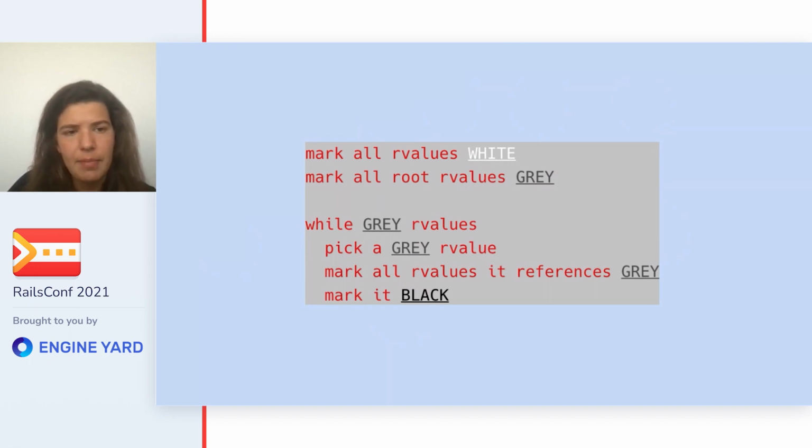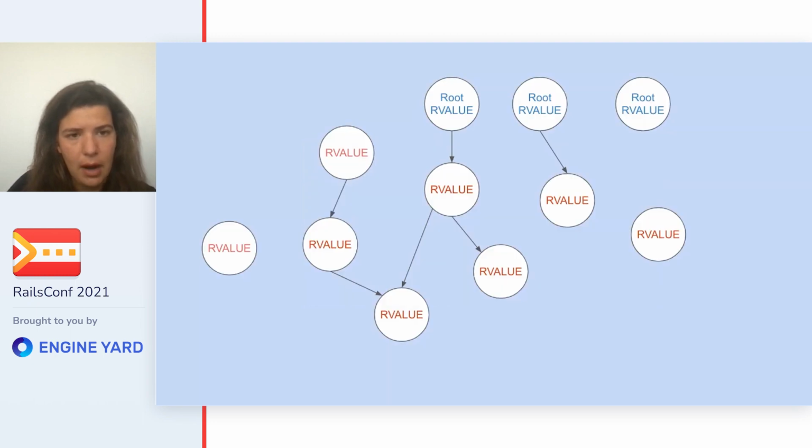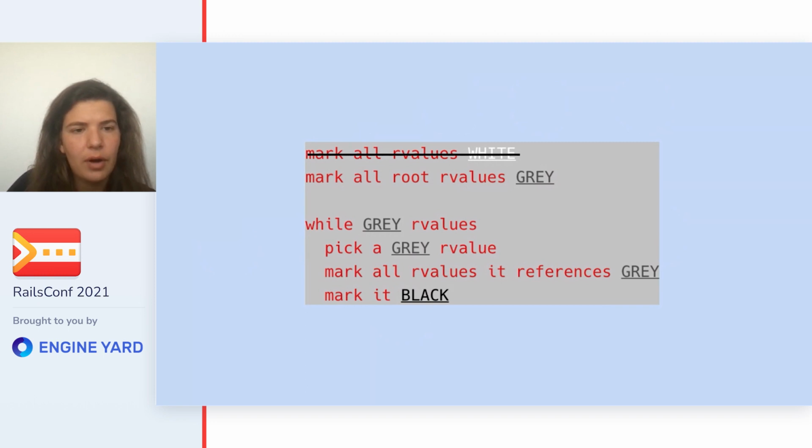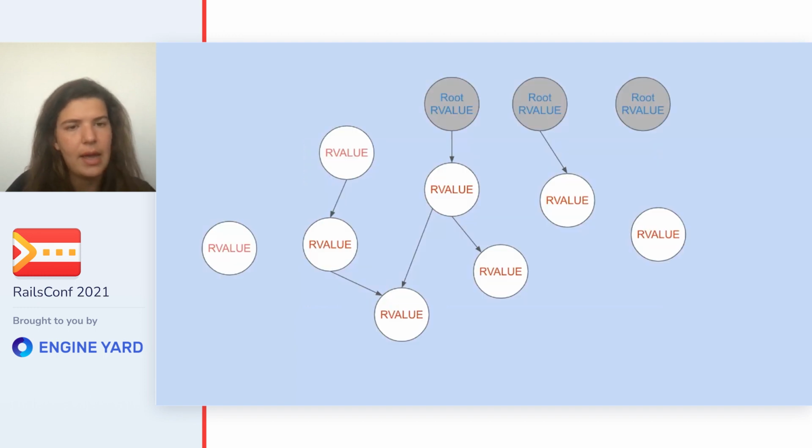So the first step is to mark all R values white, which we've done. It's called the tricolor mark and sweep. It's really like tri-shade of gray, but that's okay. So we've marked all R values white. Next thing we'll do is mark all root R values gray. Okay, so that's our 3 roots at the top here that we can mark gray.